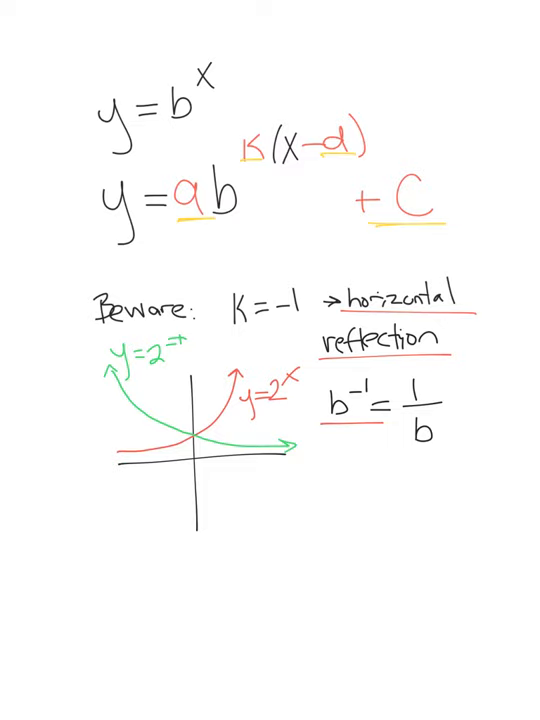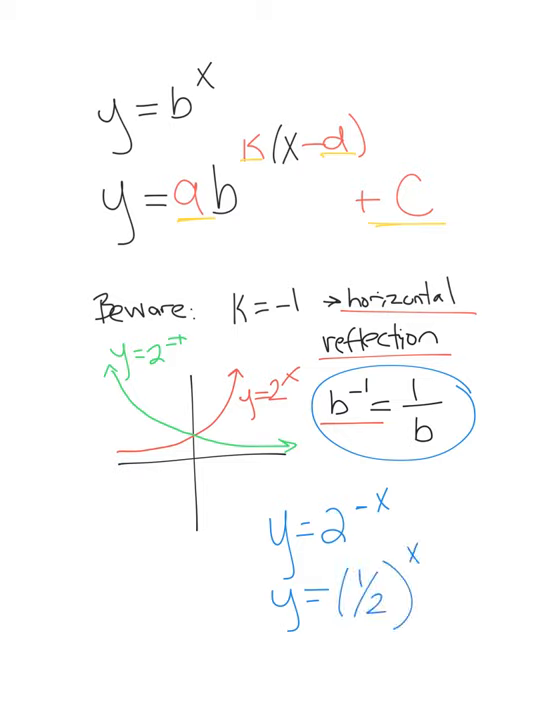Now, this should also make sense to you because of this rule. We know that y equals 2 to the -x is the exact same as saying 1 over 2 to the positive x. So in our previous lesson, we talked about how a b that was bigger than 1 represents growth, so the red function that I have drawn here, and a b that is between 0 and 1 represents decay.